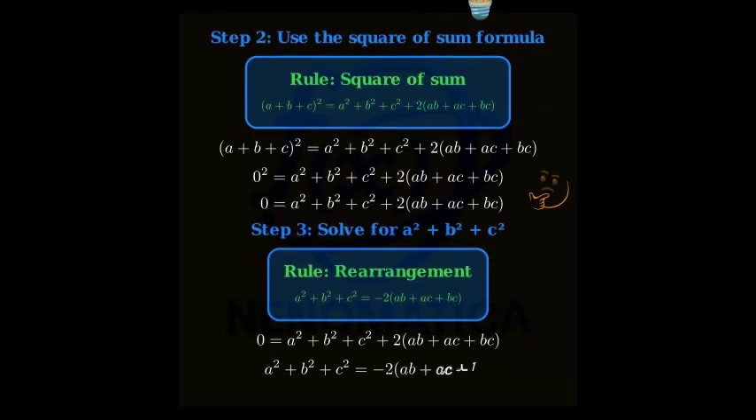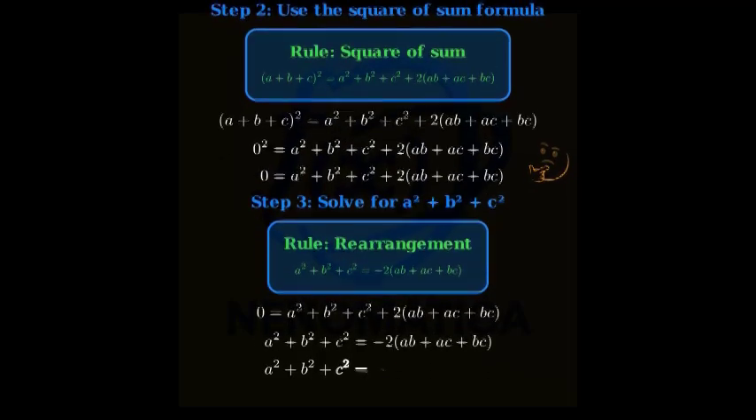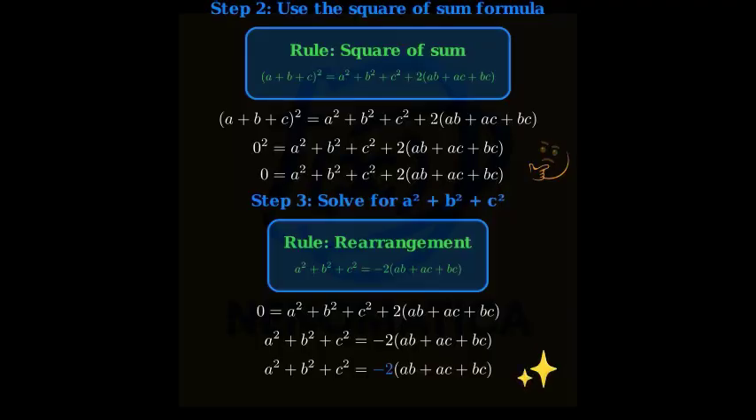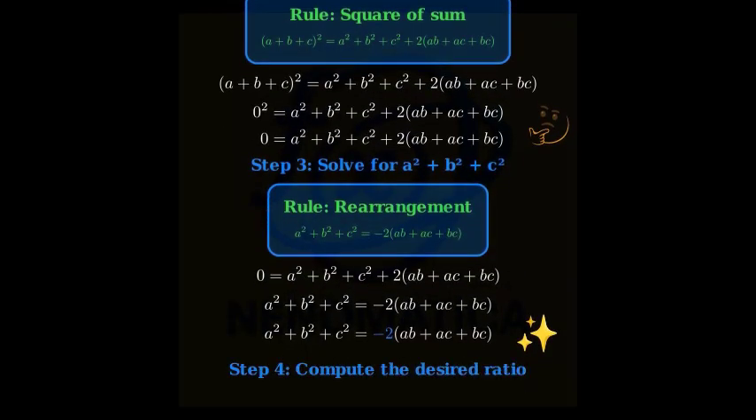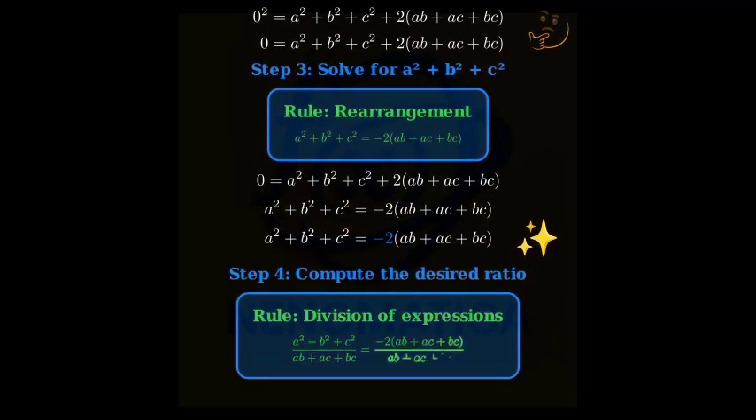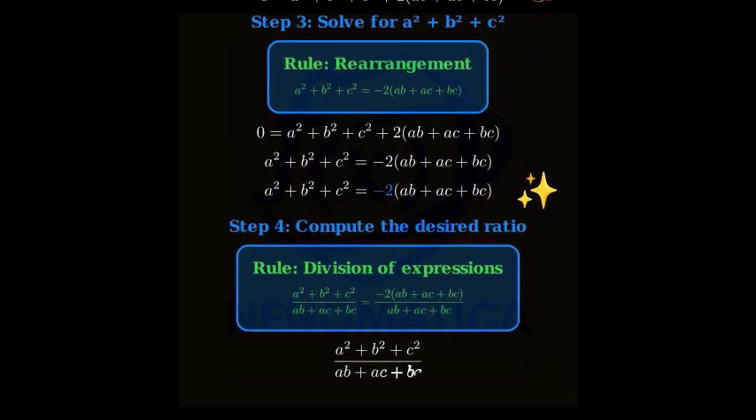Rearranging to isolate a squared plus b squared plus c squared: a squared plus b squared plus c squared equals negative 2 times (a times b plus a times c plus b times c). This is a crucial insight that directly relates to our target expression. Step 4. Now we'll compute the desired ratio. Recall that our target expression is a squared plus b squared plus c squared divided by (a times b plus a times c plus b times c).